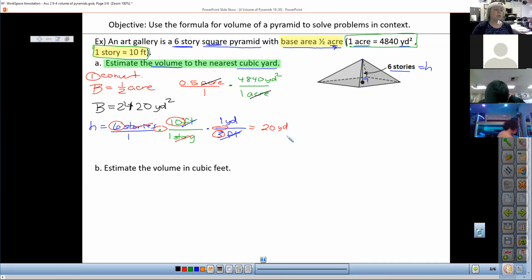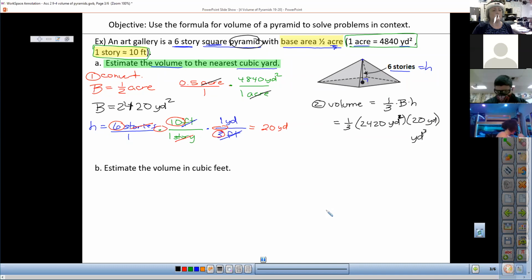Now we're going to be able to finally find our volume. So remember, you are dealing with a pyramid. So you got to remember your volume is 1/3 times your base area times the height of the pyramid. So we now have 1/3 times our 2,420 square yards times our 20 yards. It should be square yards. So now we have square yards times yards. That's our cubic yards, or yards to the 3rd power.